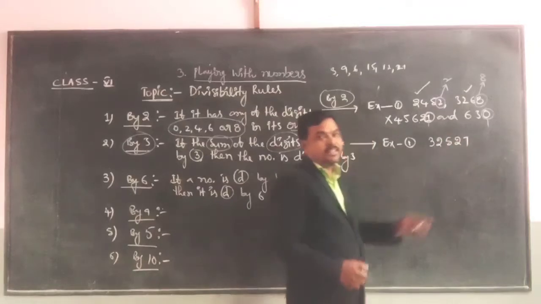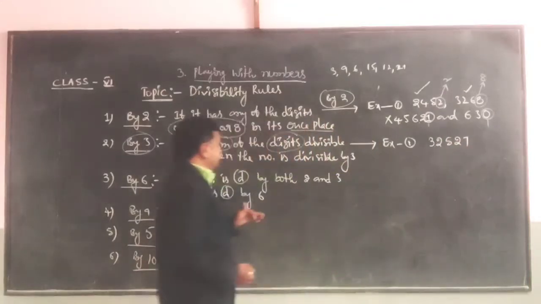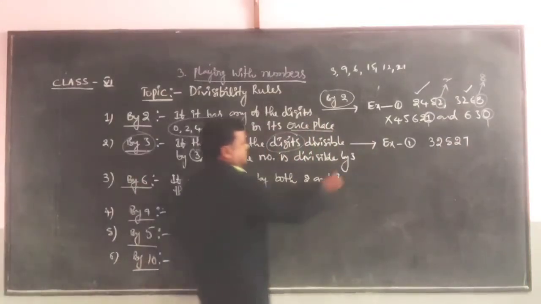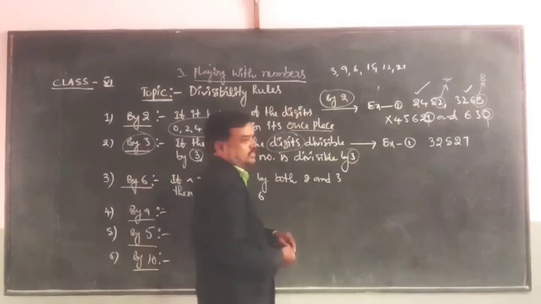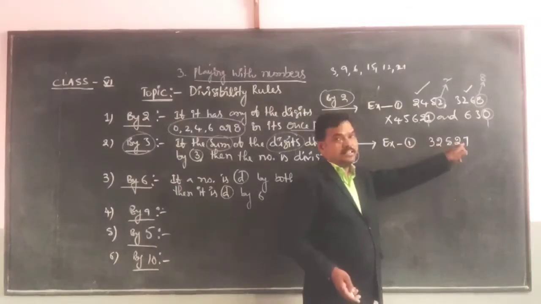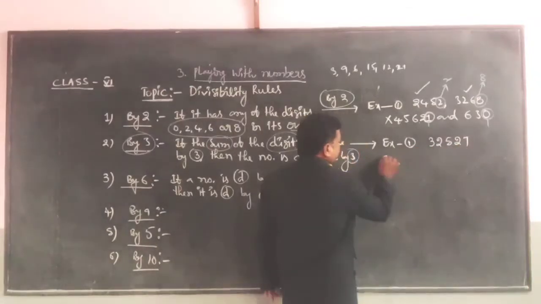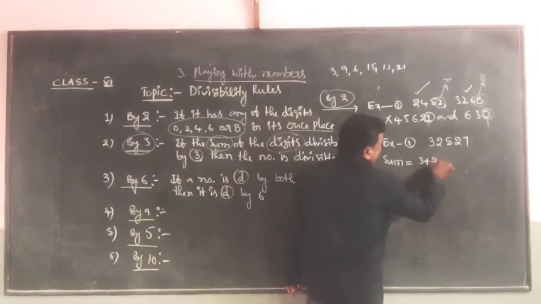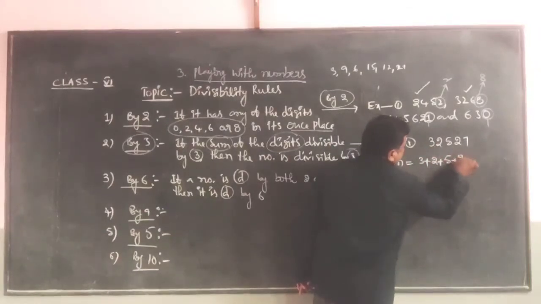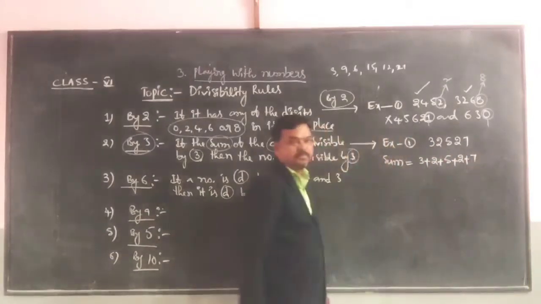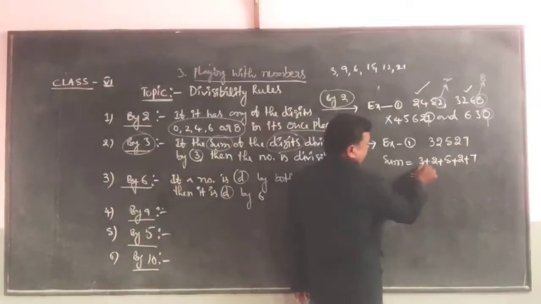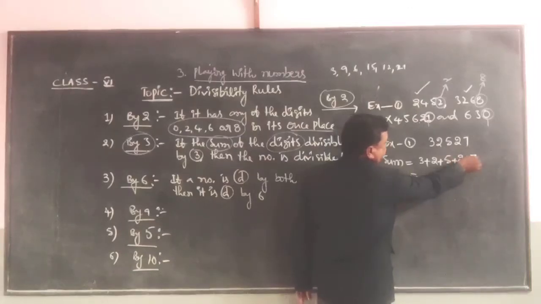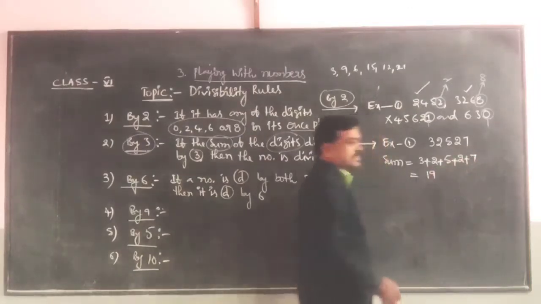32,527 is given. Is the number divisible by 3 or not? Yes, we have to add all digits of this number. Sum: 3 plus 2 plus 5 plus 2 plus 7. 3 plus 2 is 5, 5 plus 5 is 10, 10 plus 2 is 12, 12 plus 7 is 19.